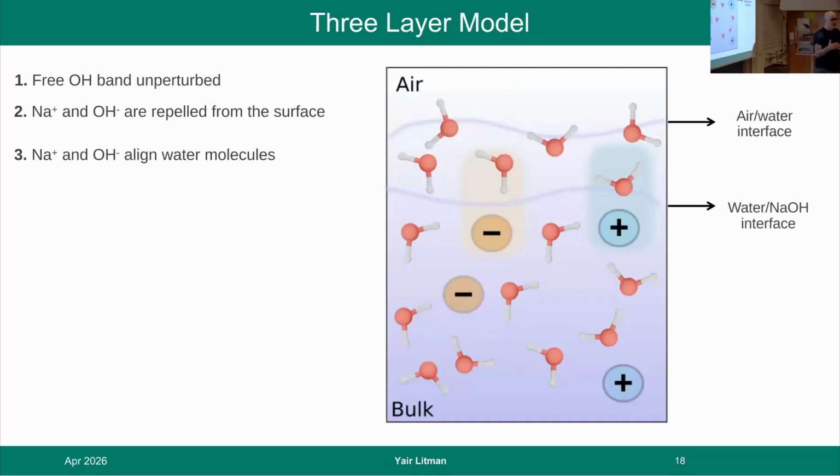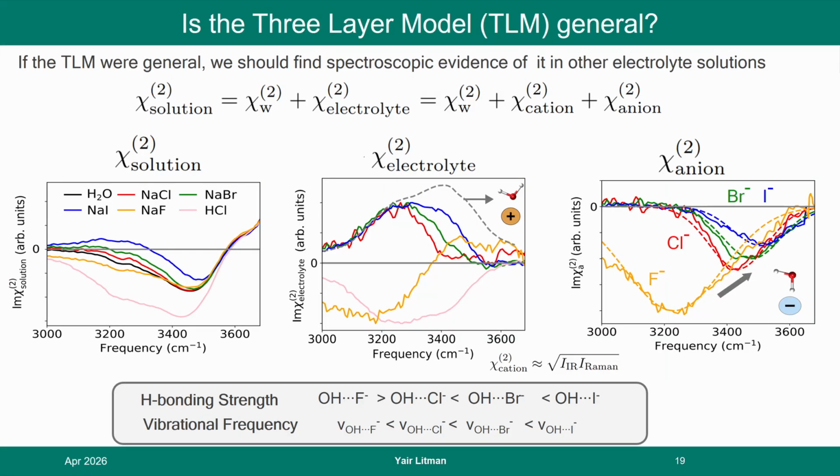But then we said, maybe we can try to understand this and come back to the original data, where we have so many electrolytes. So here's something I was doing without telling you, sorry for that: I was implicitly assuming a linear combination. The solution signal comes from water and electrolyte, and the electrolyte part comes from water next to cation and water next to anion.